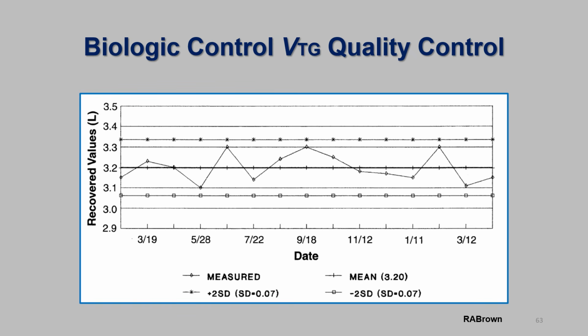This figure illustrates biologic control VTG quality control results plotted over time. A healthy volunteer is used for serial testing to evaluate the stability and accuracy of derived plethysmographic VTG. This information can be compared to serial measurements of multiple breath gas dilution methods for functional residual capacity and the differences in systems evaluated. Ideally, there would be a number of healthy subjects serving as biologic controls.